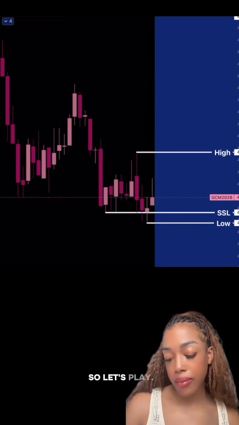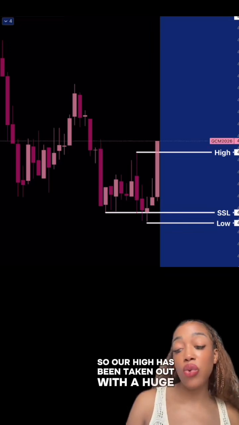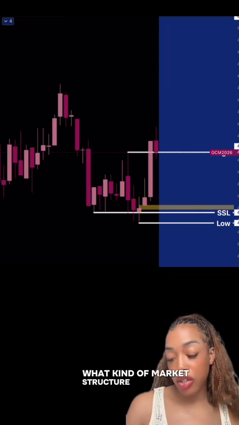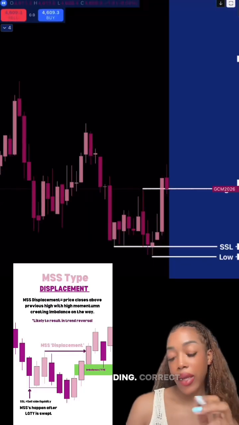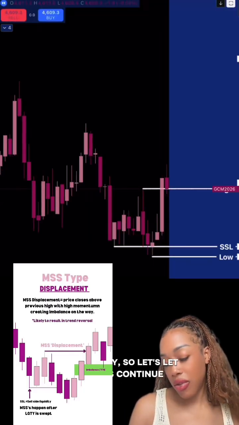So now let's play. Okay, so our high has been taken out with a huge bullish candle. What kind of market structure shift is this? Ding ding ding, correct. Okay, so let's let this continue to play out.